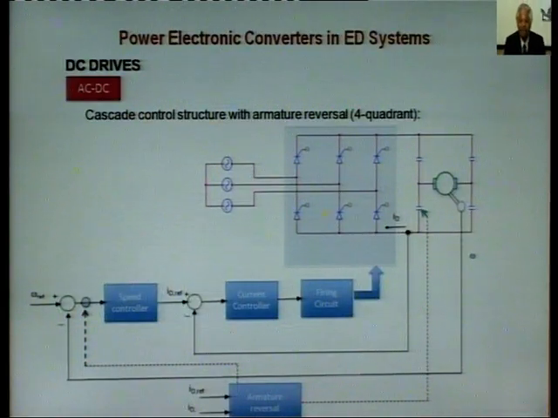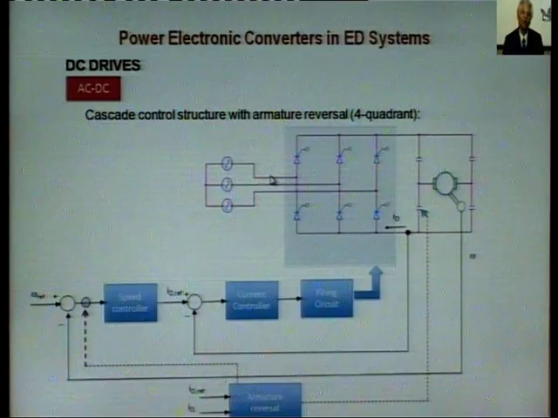Power electronic converters in ED systems. This is a DC drive, AC to DC, with a cascade control structure with armature reversal; again, 4 quadrant control can be used. These are the thyristors I have shown. This is a 3-phase thyristor bridge and this is the motor, here is the supply, and when you trigger them and change their firing angle, you can change the speed. This is known as a power electronic converter, and the control is basically a power electronic controller.